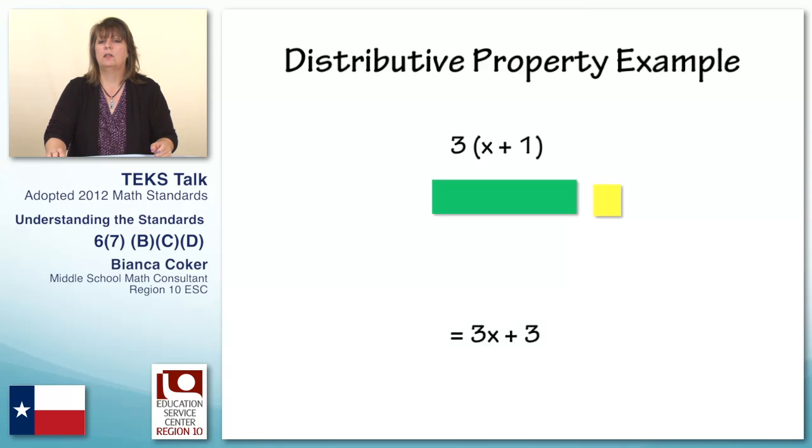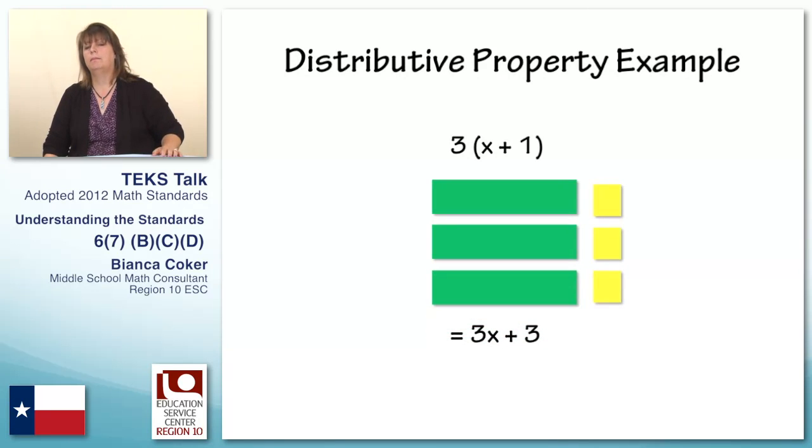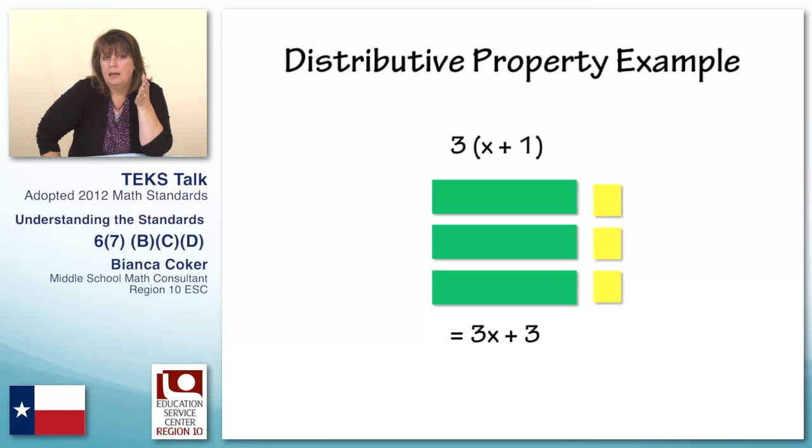So what do you think that's going to look like? I'm going to build another set and one more. Now I have 3 sets of x plus 1. Now that's the same as if I had multiplied 3 times x plus 3 times 1, because I end up with 3x plus 3. Same thing's true when we have negatives, same thing's true when we have subtractions.